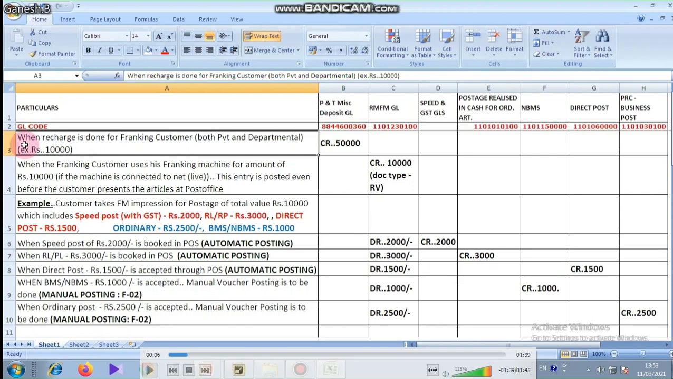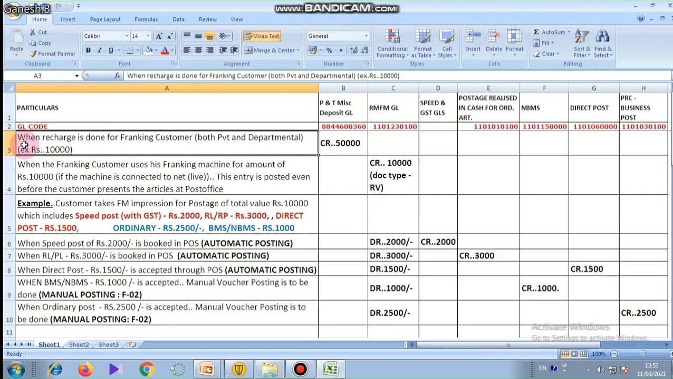See, I did not mention anything about speed post because this posting will automatically happen. There is no need for any voucher posting for speed post articles. Whereas for postage realized in cash, NBMS, direct post, business post, we have to make a voucher posting. Now let us see.